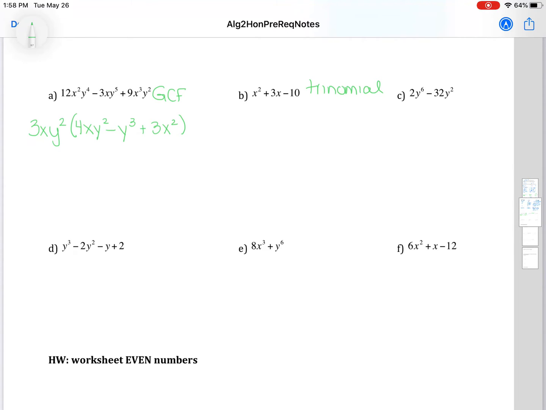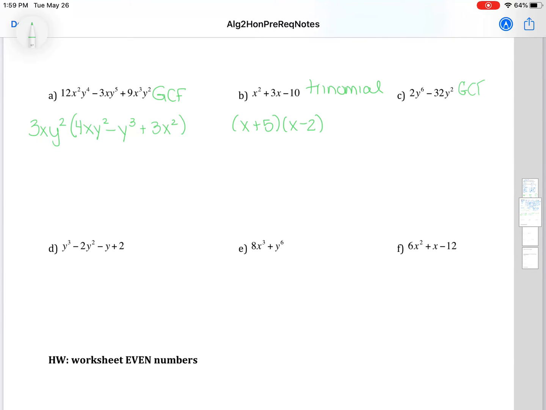For B, there are 3 terms, so this is a trinomial situation. You say, okay, I need to get 2 terms that multiply to get negative 10 and add to get a positive 3. Well, that's 5 and 2. So x plus 5, x minus 2. I did go over a factoring method, I made fractions with you guys when I did this at the beginning of the year. So there definitely are lots of ways of factoring trinomials.